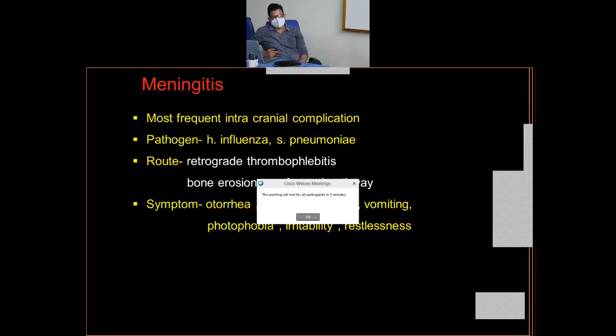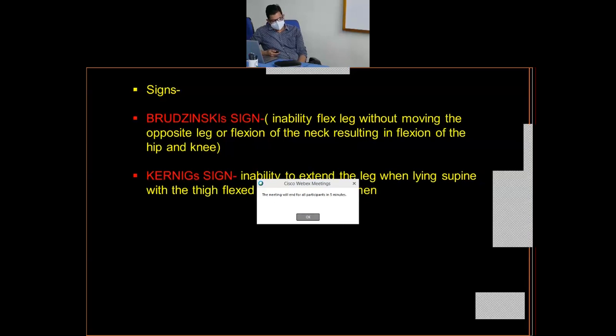So in any case of CSOM, you have to ask about all the intracranial symptoms, like whether he is having vomiting, headache, photophobia, irritability, restlessness, or any focal neurological deficit. You have to check everything in all cases to see any intracranial complication. Then in case of meningitis, we elicit two signs: one is the Brudzinski sign, one is the Kernig sign. For this exam, you have to make the patient lie down, then do some tests.